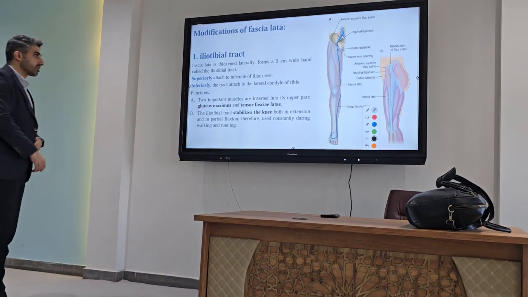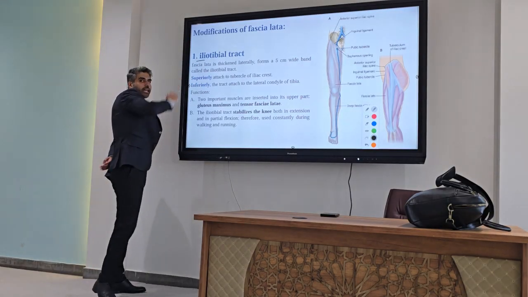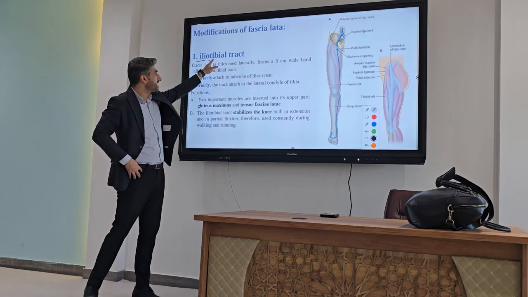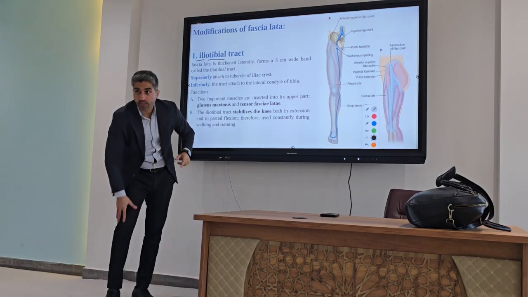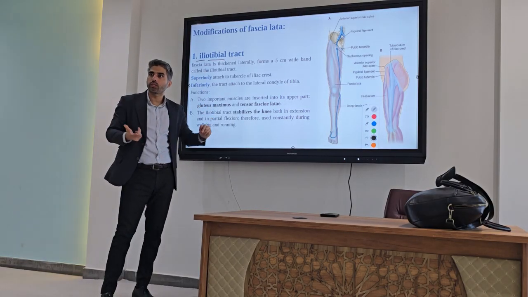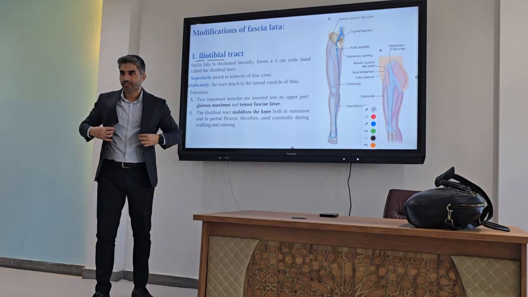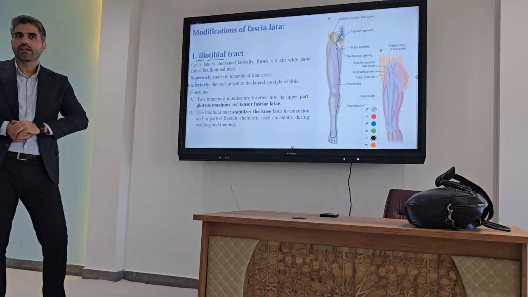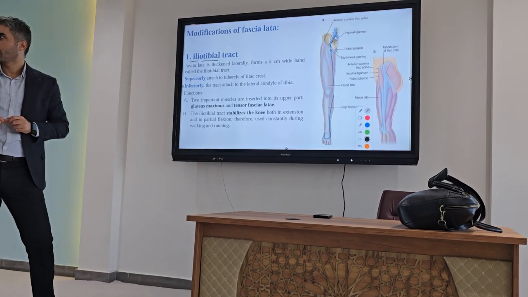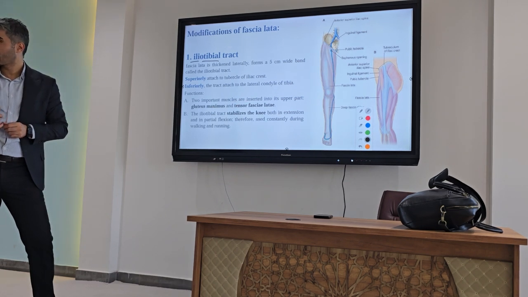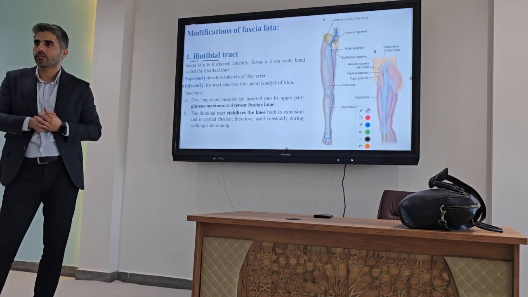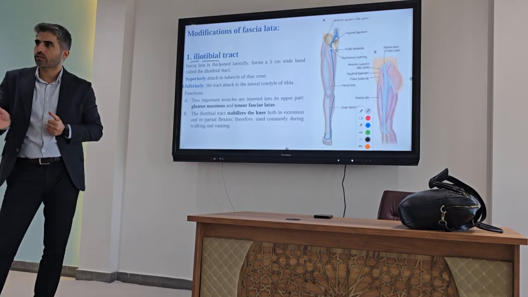Iliotibial tract. Look at the name. Ilio, again, iliac crest here. Tibial. Tibia is here, this big bone in the leg. Yes, iliotibial tract. What is the meaning of tract? It's correct, but not the exact meaning of tract. Tract like a stone? No. Like a vein. In Farsi we say masir.